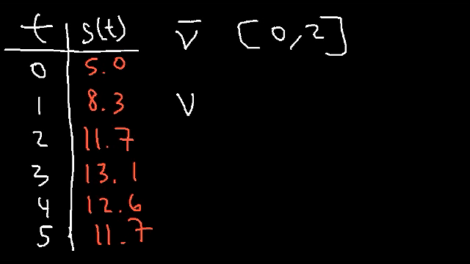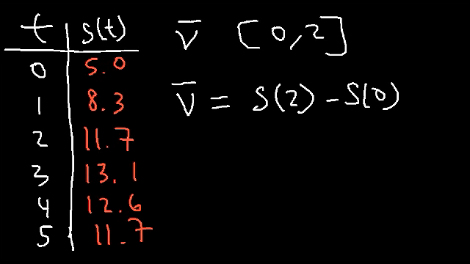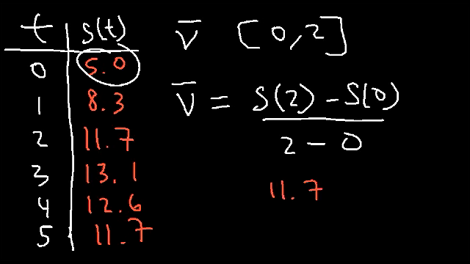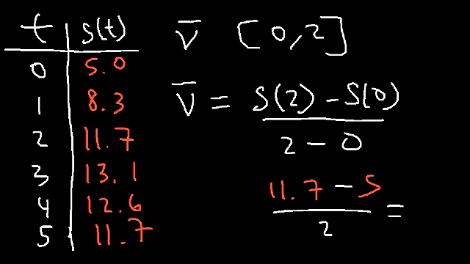So to find the average velocity, it's simply the change in position divided by the change in time. It's displacement over time. So it's S of b minus S of a over b minus a, or S of 2 minus S of 0 over 2 minus 0. S of 2 is 11.7, and S of 0, that's 5, divided by 2. So 11.7 minus 5, that's 11 minus 5 is 6, so you get 6.7. Divided by 2, that's 3.35. So that is the average velocity in the first 2 seconds.